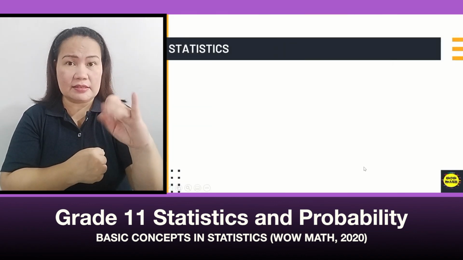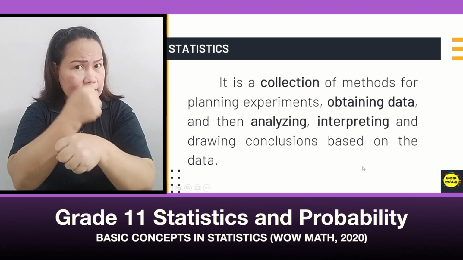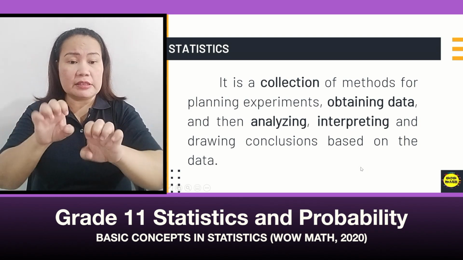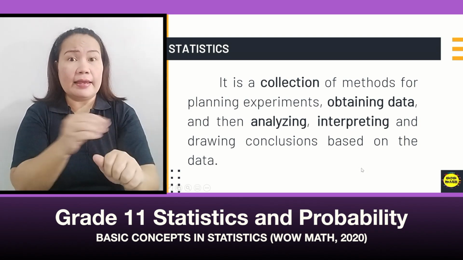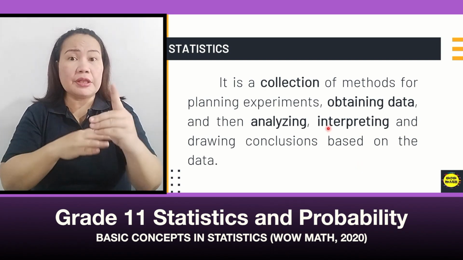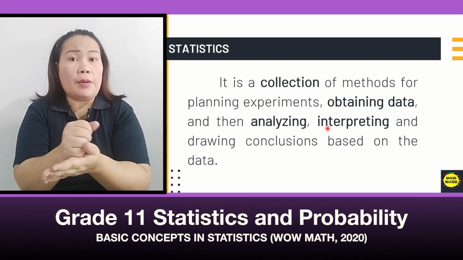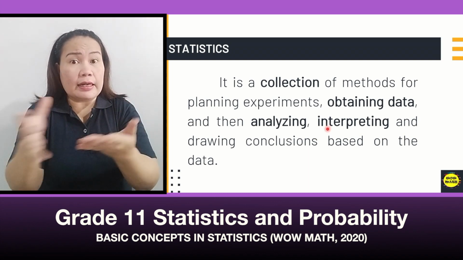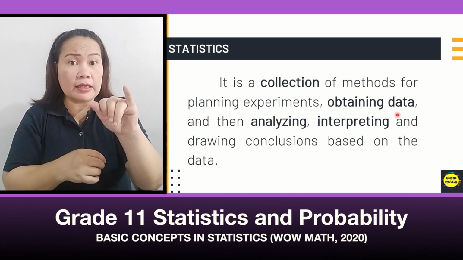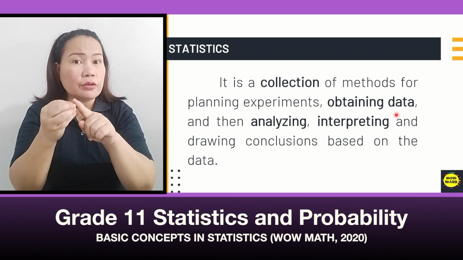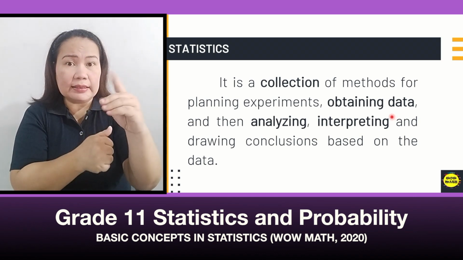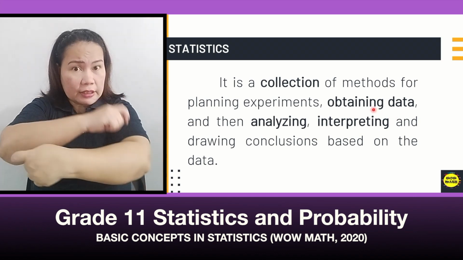So what is statistics? It is a collection of methods for planning experiments, obtaining data and then analyzing, interpreting, and drawing conclusions based on the data. When we say collection, it means that it's a process of gathering relevant information from the population. And when we say obtaining data, that is about organization of data, when we arrange our data into tables, graphs, or charts.